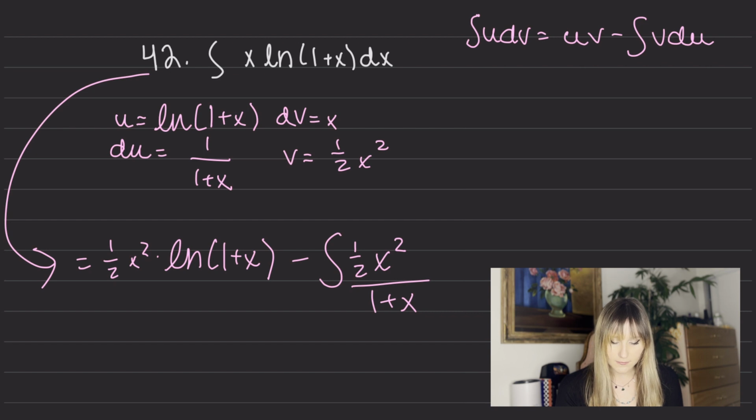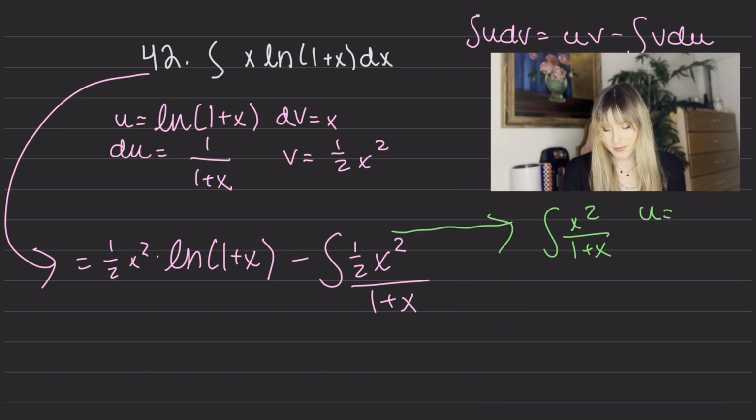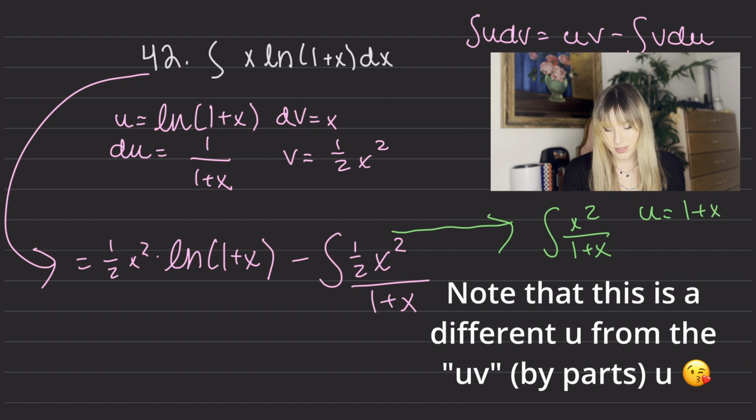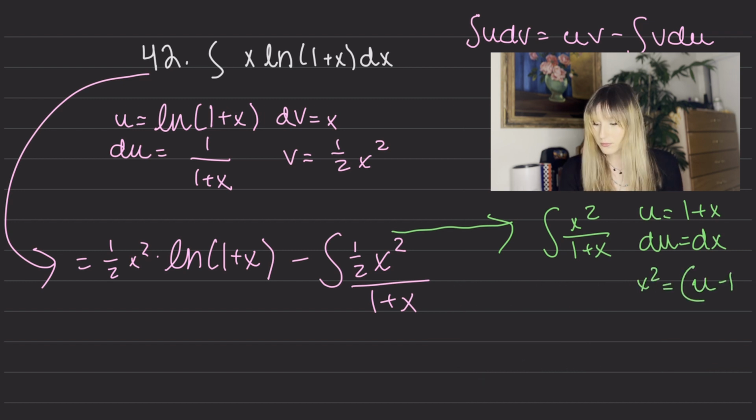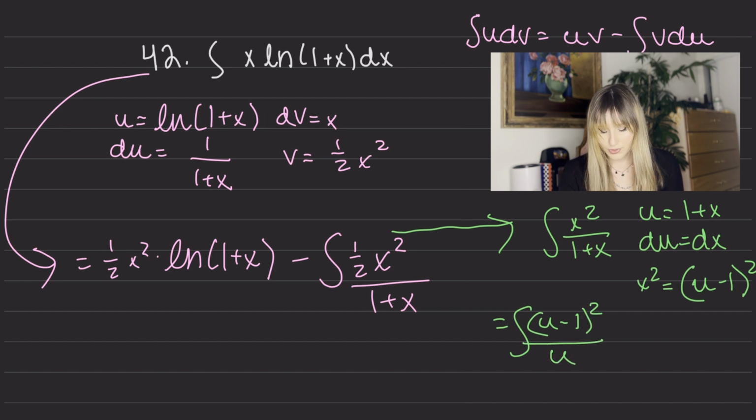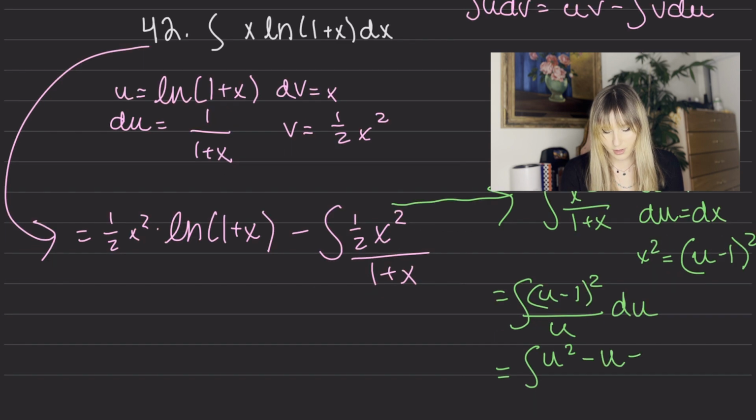So over here, use substitution. I'm going to do u equals 1 plus x, du equals dx. x squared is going to be u minus 1 squared. Oops, sorry. So let's try that. We have u minus 1 squared over u times du. Okay, so I'm going to do u squared minus u plus 1 all over u.